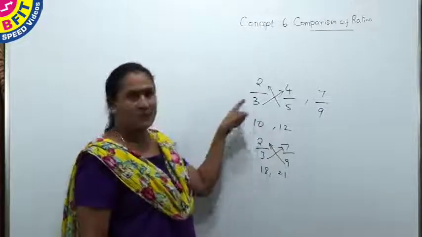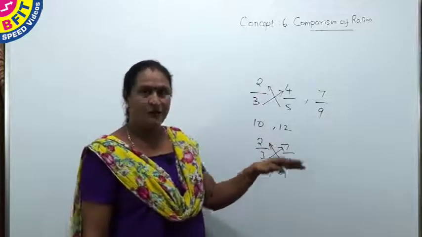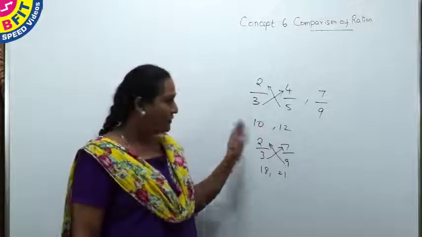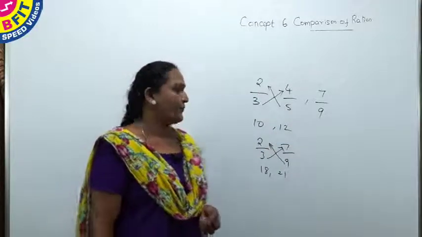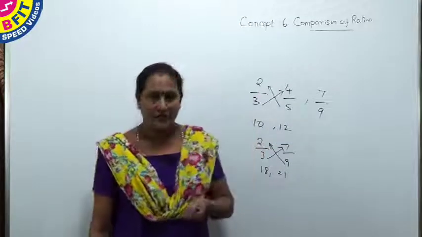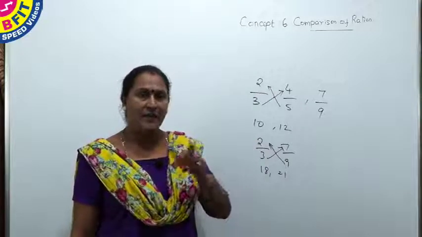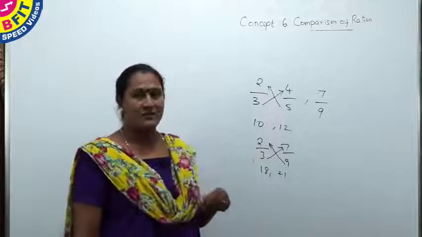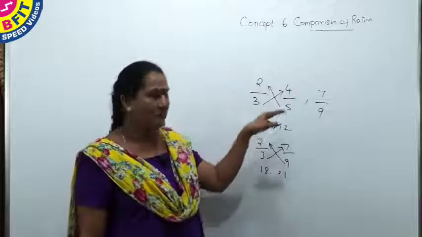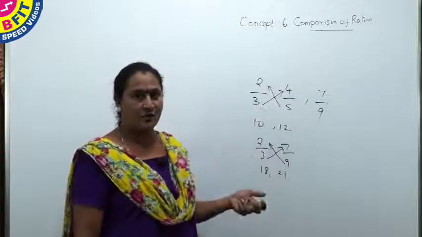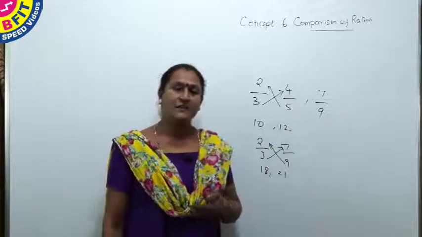So just by cross multiplying, you can find the highest fraction or the lowest fraction, or when they ask in ascending or descending order, you can write the fractions accordingly. So mostly comparison of ratios will be used in data interpretation, which is an important part of any exam. If they ask which year the percentage was higher, just by cross multiplying, you can find the highest fraction or the lowest fraction and proceed. So we'll see the next concept.